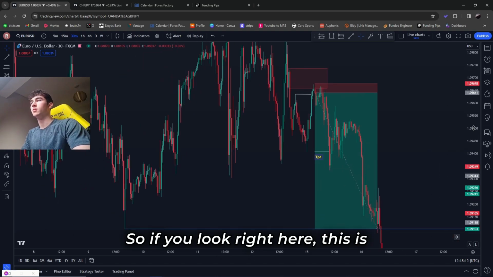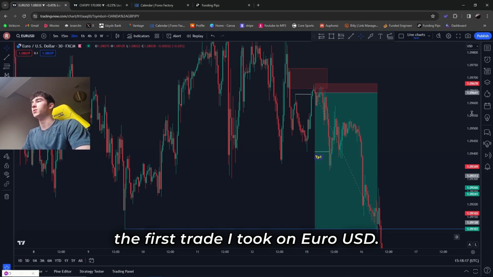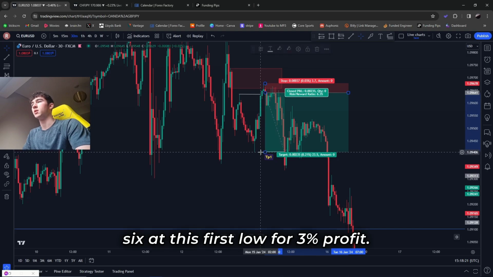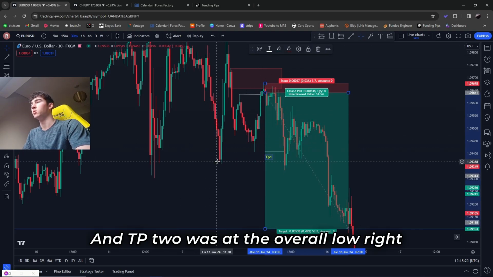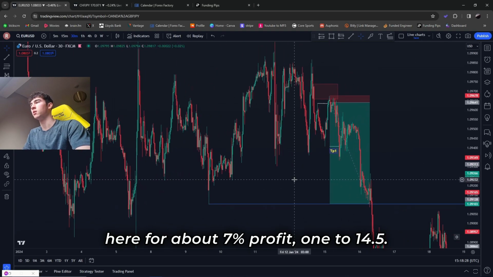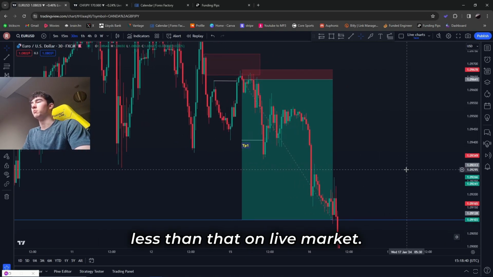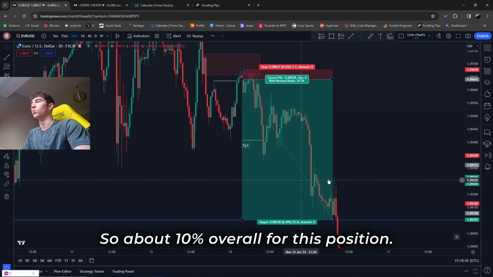So if you look right here, this is the first trade I took on EURUSD. It was a very clean position. I took TP1 at about a 1 to 6 at this first low for 3% profit, and TP2 was at the overall low right here for about 7% profit, 1 to 14.5 it says. It was a little bit less than that on live markets, so about 10% overall for this position.